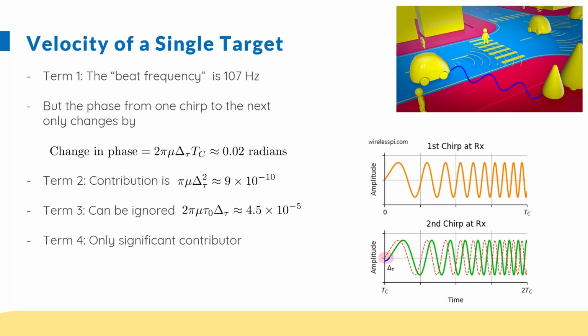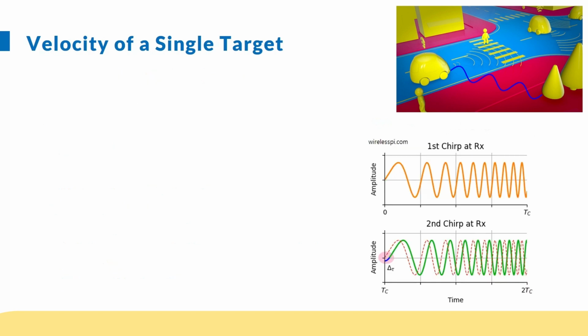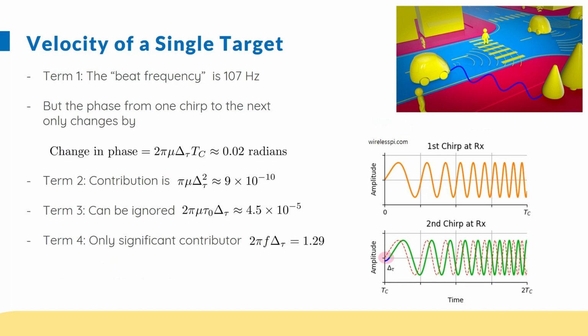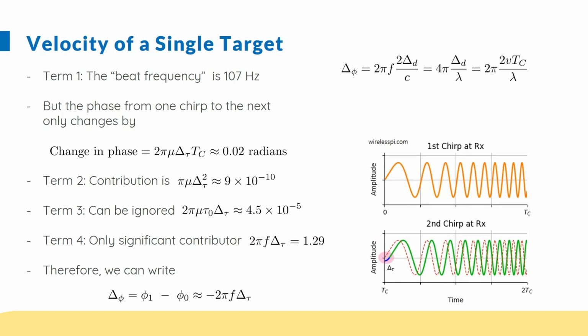Finally, the fourth term, I will just show you again. First, second, third, and fourth. The fourth term is minus 2 pi f delta tau. That turns out to be 1.29 radians. So that is the significant contributor. 10 raised to power minus 5 ignored, 10 raised to power minus 10 can be ignored, 0.02 radians as compared to 1.29 radians can also be ignored. So we can write the change in phase from one chirp to the next. Important point, one chirp to the next is given by minus 2 pi f delta tau.